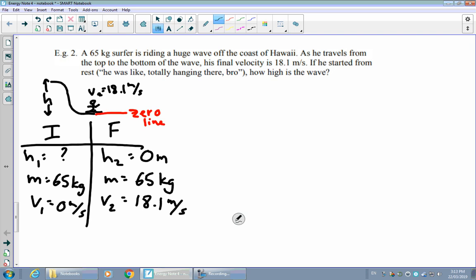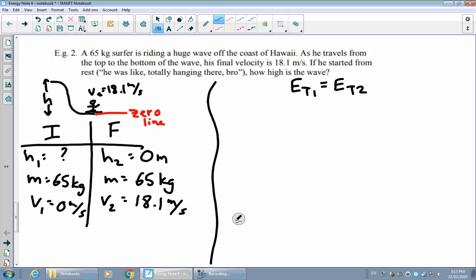So from here, we're going to set things up in the exact same way that we did before. No matter what the conservation of energy question is, you can always start with the very general statement of conservation of energy itself that says that whatever total energy we have at the beginning must equal exactly the same amount of total energy at some later point in time.